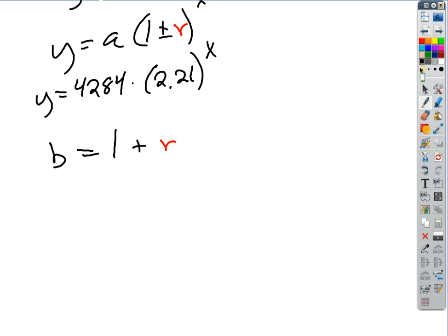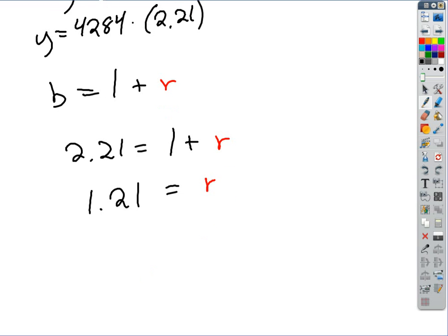So we end up with the equation 2.21 equals 1 plus R. Well, how do we solve that for R? Subtract 1. So we get R equals 1.21. Now that's the growth rate as a decimal. If I want to turn that into a percent, what do I have to do? Multiply by 100, which moves the decimal 2 to the right. So then R equals 121% growth. That's big growth, right?